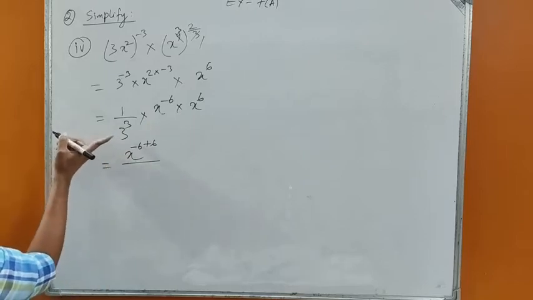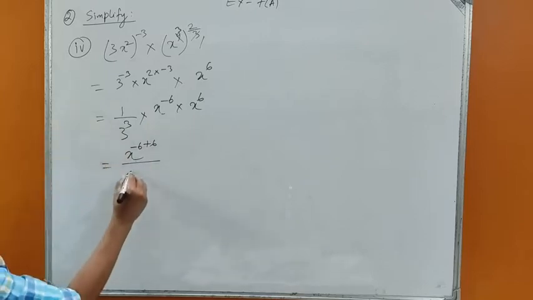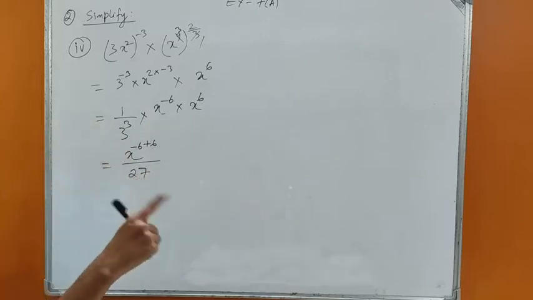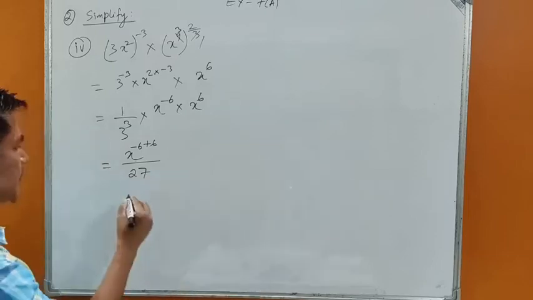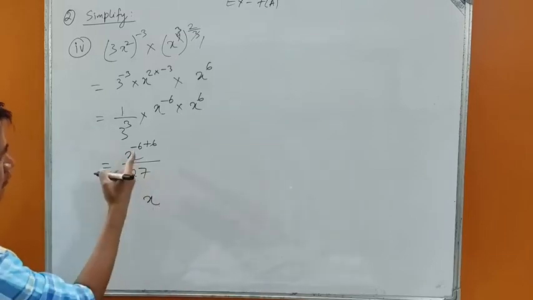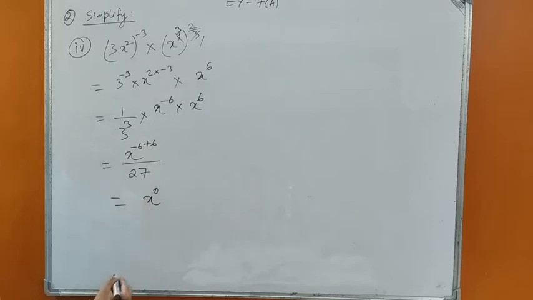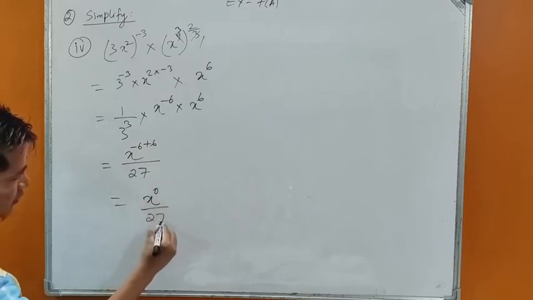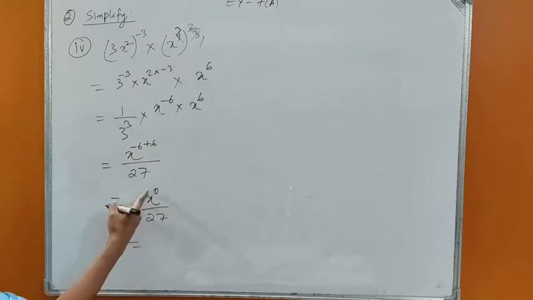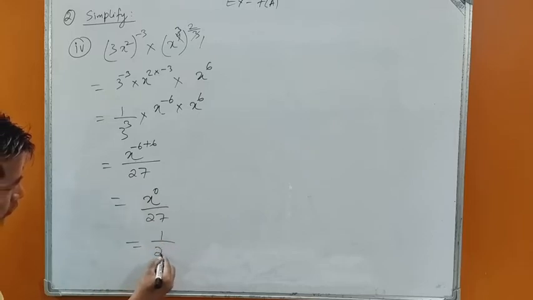And in the denominator we have 3 cube. 3 cube means 27, isn't it? 3 3 is 9, 9 3 is 27. So x to the power minus 6 plus 6 is 0 upon 27. So x to the power 0 means 1 upon 27.